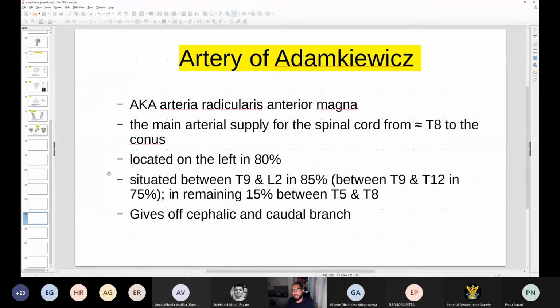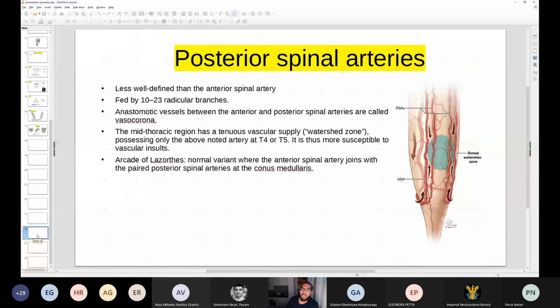All right, the posterior spinal arteries are less well defined than the anterior spinal arteries, and they also have radicular branches, so they receive segmental blood supply, 10 to 23 branches. So there is some anastomosis between the anterior and posterior spinal arteries, and these vessels are called vasa corona.